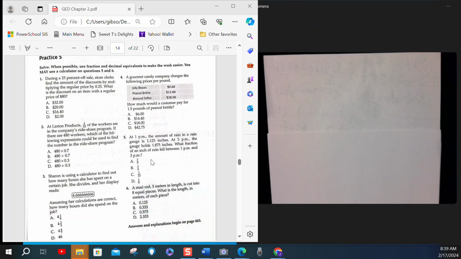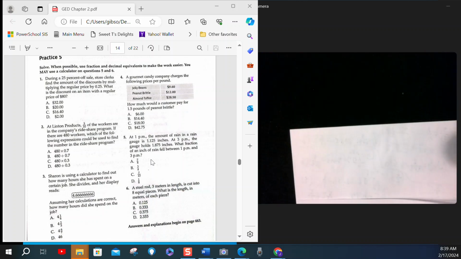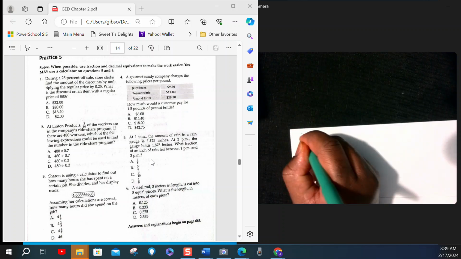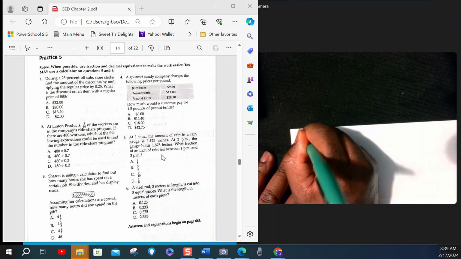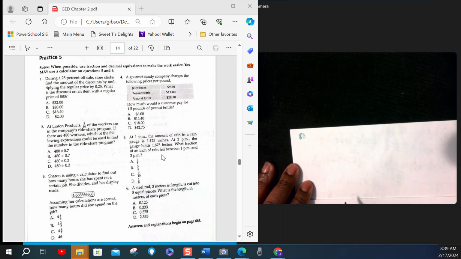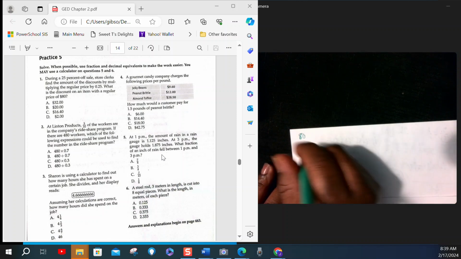During a 25% off sale, store clerks find the amount of the discount by multiplying a regular price by 0.25. What is the discount on an item with a regular price of $80? So because we're trying to figure out the discount, we would take our $80 and multiply it by 0.25.